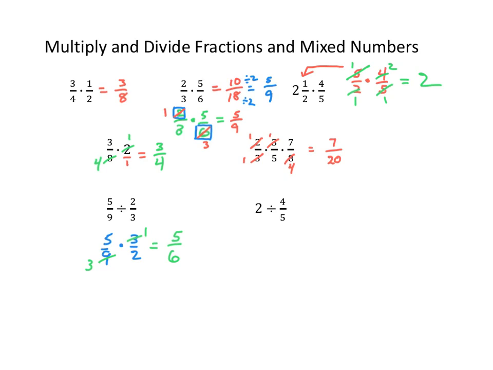And then the last one, this 2 is 2 over 1, but we're dividing, so it's 2 over 1, which stays the same, times 5 over 4. Then you could reduce the 2 and the 4 to get 5 over 2.